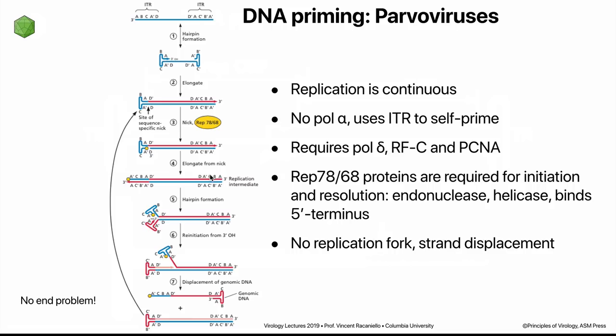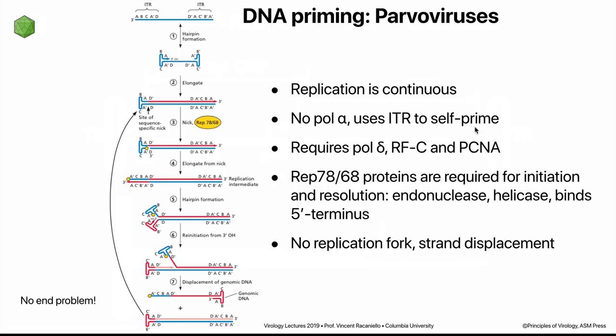Because of the way this priming and extension occurs, you get more sequences inserted at the end, and they're eventually forming the hairpins. So this is continuous replication. You don't need to do any discontinuous replication here because it's by strand displacement. You don't need any RNA primers. The 3' hydroxyl of the genome, the terminal repeats, serve as a primer. It uses the terminal repeat to self-prime, so you don't need the polymerase alpha, which makes the primers.